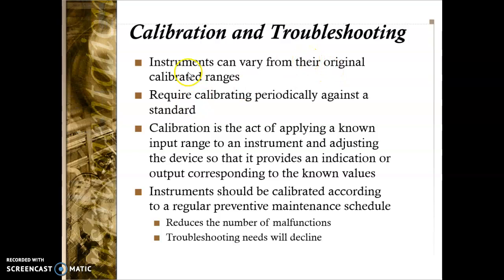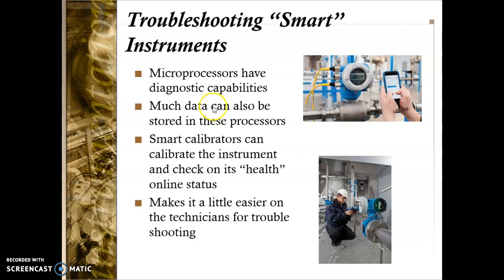Now let's talk about calibration and troubleshooting. Over time, your instrument can vary from its original calibrated ranges. It's important to know. They may require calibrating periodically. This is what we talk about here when we talk about a preventive maintenance schedule. So you look at the calibration of the instrument and you just go through that. So the instrument should be calibrated according to a regular schedule, okay, and preventive maintenance schedule. So it's important to do those as well. Okay, and remember, safety first.